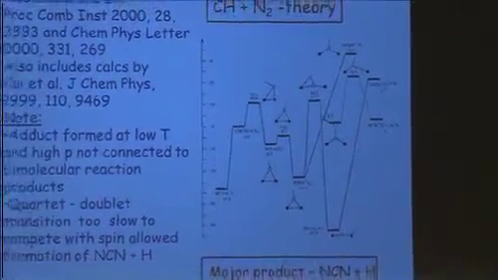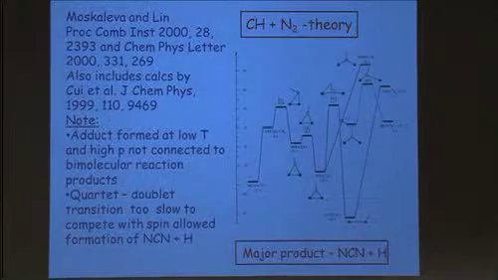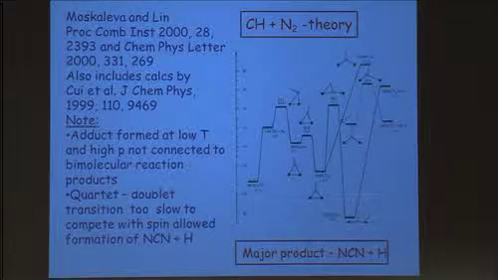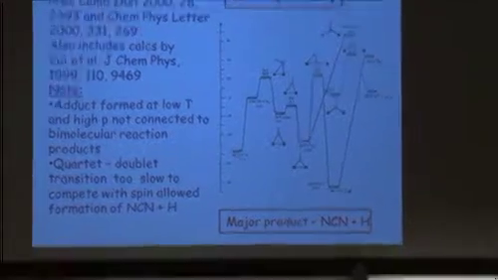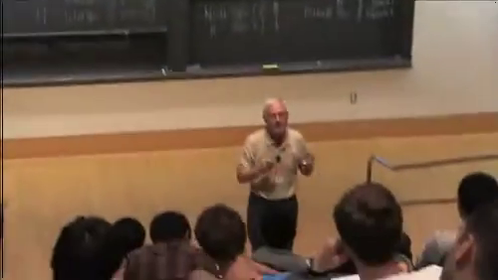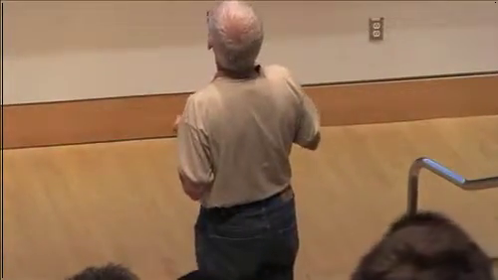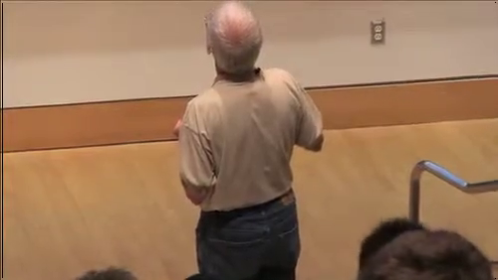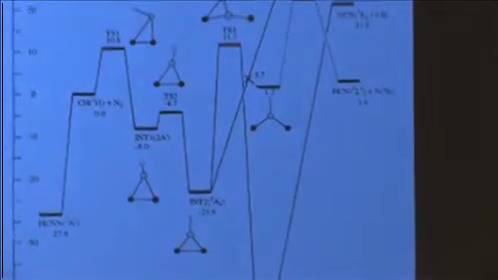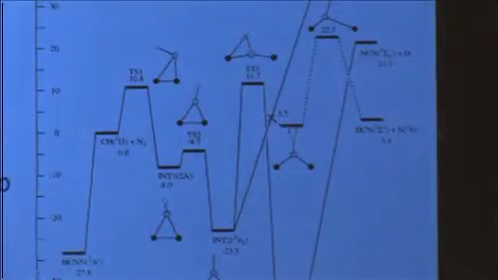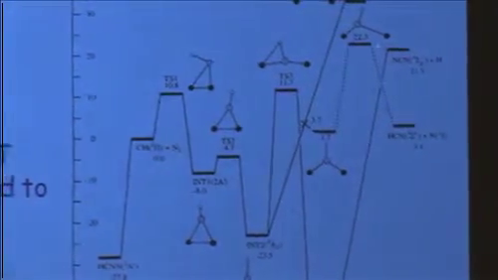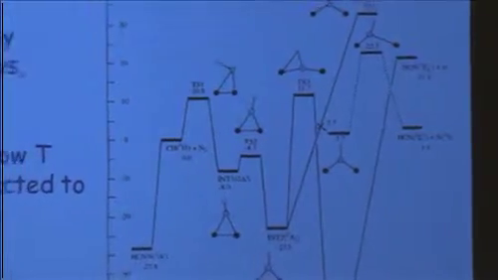Okay, I hope I haven't totally confused you. But these are very important issues as far as this particular reaction is concerned. And we need to understand that the spin of the system is really driving the way in which the reaction occurs. And the original presumption that it was HCN plus N that's formed is almost certainly incorrect, and it's NCN plus H that's the product.